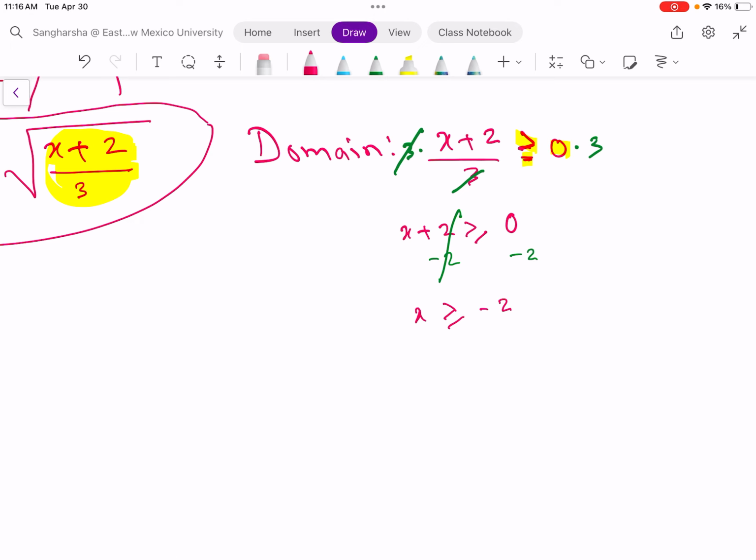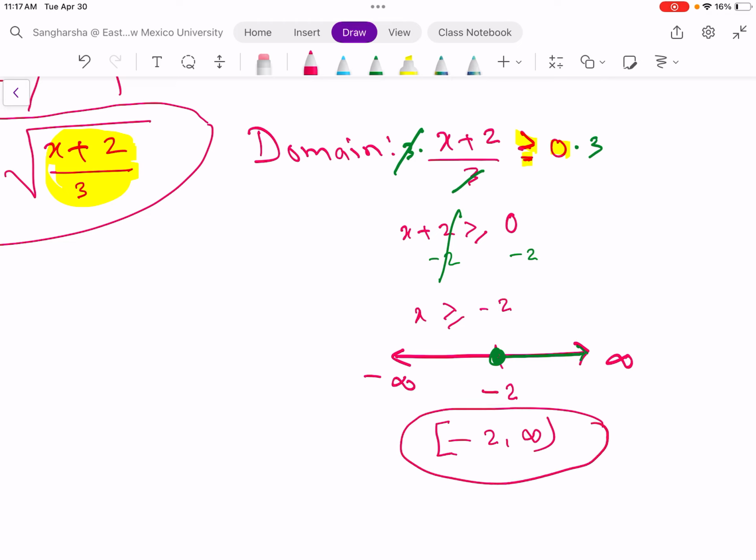And how do we write it in interval notation? You draw a number line. From negative infinity to positive infinity, we have negative 2 somewhere here. Do we have a closed circle or an open circle? Closed. It's an equal sign, so we have a closed circle. Now, where do we find a number greater than negative 2? On the right side or on the left side? On the right side. So you write the interval notation for this part, which is from negative 2 to positive infinity. We have a closed circle, so bracket, then parenthesis, and this is the domain for our inverse function.